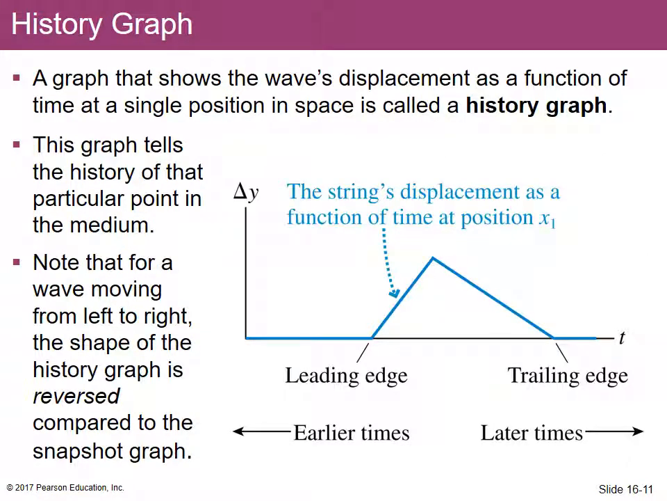A snapshot graph tells us where the wave is and how it varies with position, but only at one instant of time. It gives us no information about how the wave changes with time.